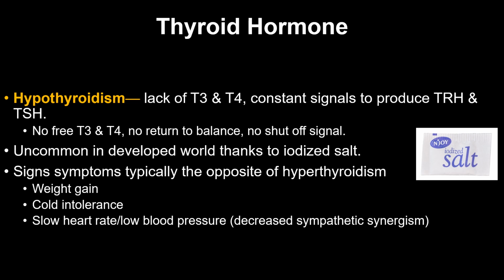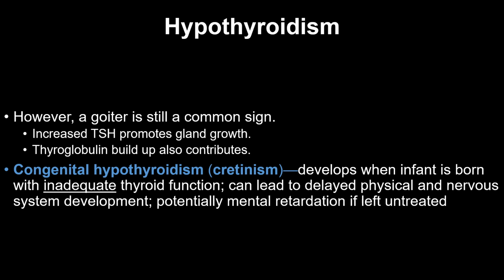However, in some developing countries, iodine deficiency remains relatively common, with both causes of hypothyroidism resulting in decreased T3 and T4 production, and then concurrently, this is going to increase TRH and TSH production. Remember, if there's not enough T3 and T4 in the blood, they're going to keep sending out that TRH and TSH. And most signs and symptoms of hypothyroidism are simply the opposite of those of hyperthyroidism. Those symptoms include weight gain, cold intolerance, and a slow heart rate.